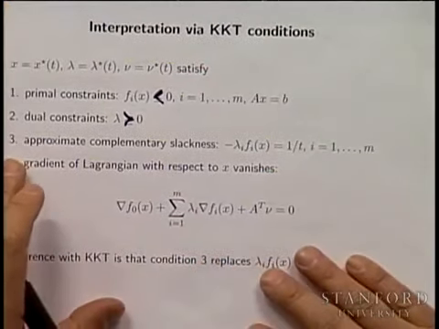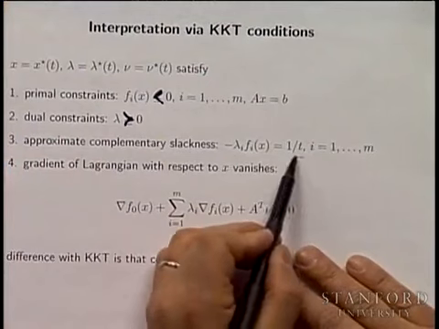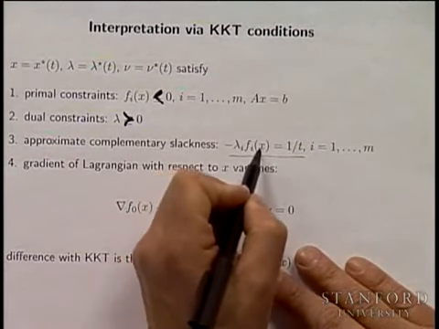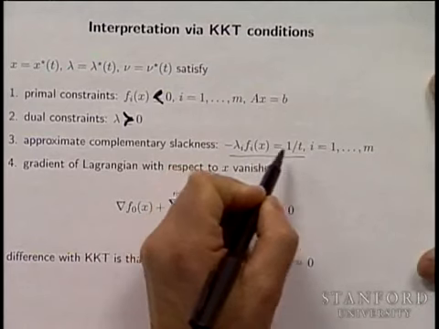Now here's the cool part. The optimality condition. Well, this is our definition of what lambda i is. We actually get minus lambda i fi of x, if you're on the central path, is equal to 1 over t.